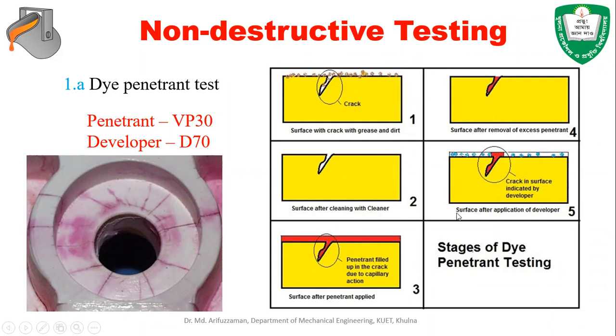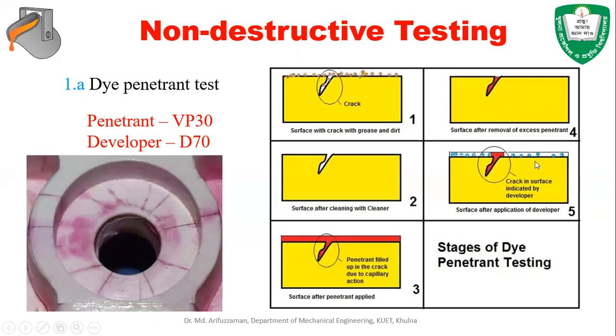Okay, once the surface is cleaned, then you put the developer on the surface. The developer material can be powder or powder with liquid. These are commercial names of this kind of developer: one is D70, and another one is BP30. Okay, BP30 is the penetrant.